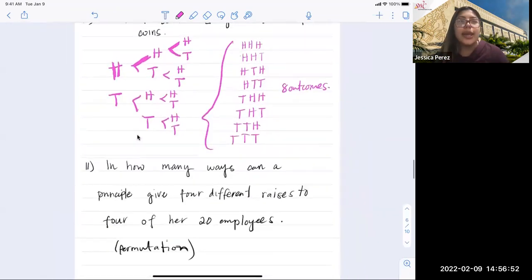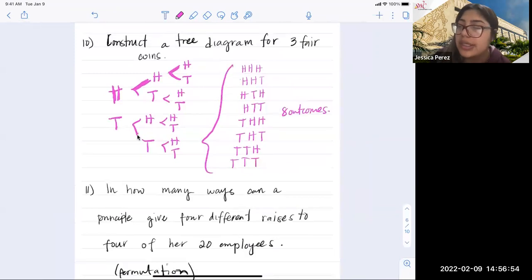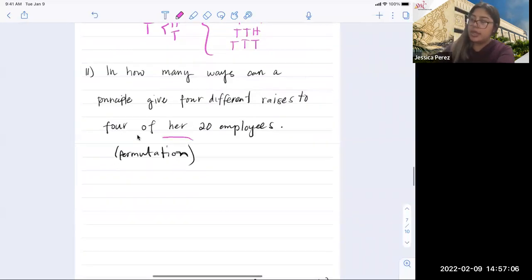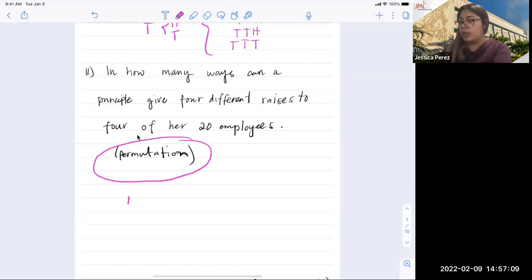Again, I'm just reviewing right now something that you should have seen already in the past. So this should not be new to you. In how many ways can a principal give 4 different raises to 4 of her 20 employees? So this is a permutation where n is 20 and r is 4, because you're permuting 4 different employees. So it's 20 permute 4.